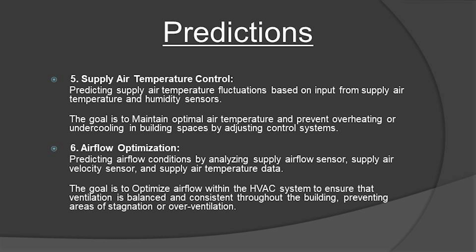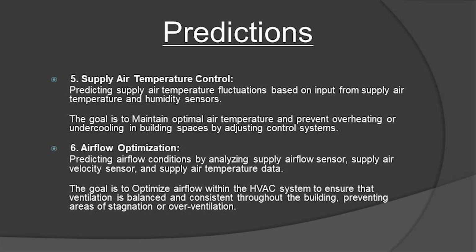Supply air temperature control: predicting supply air temperature fluctuations based on input from supply air temperature and humidity sensors. The goal is to maintain optimal air temperature and prevent overheating or undercooling in building spaces by adjusting control systems.